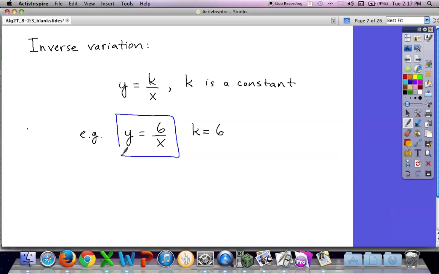Now, we actually did variations once before. We did it in section 2.3. It was called direct variation. A direct variation looks like this: y equals k times x.